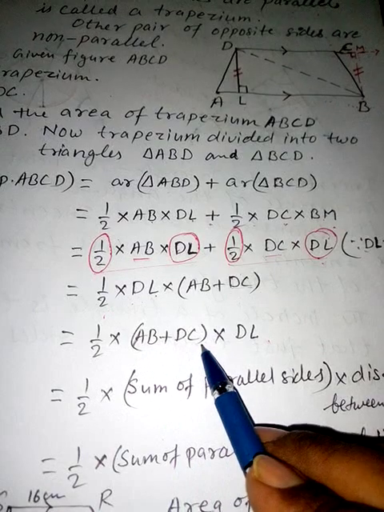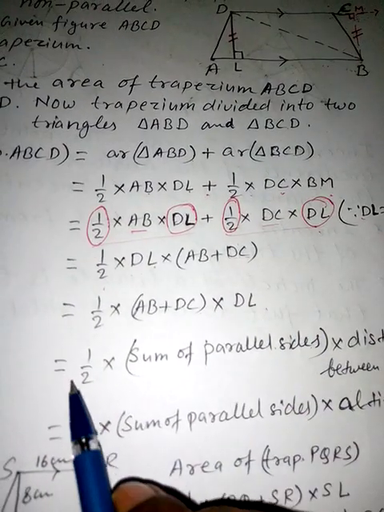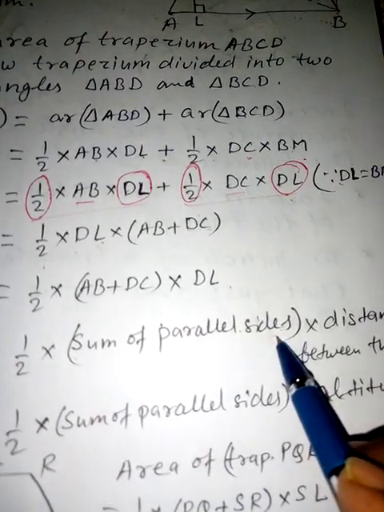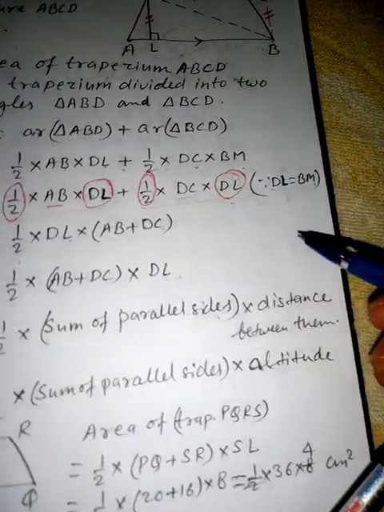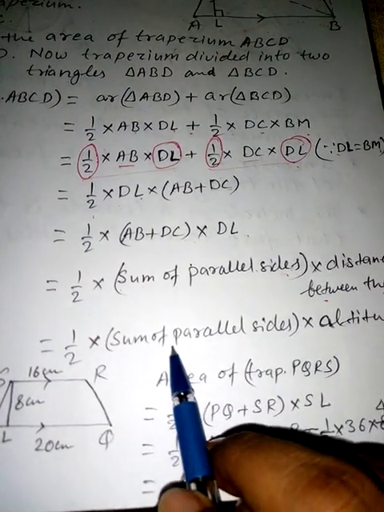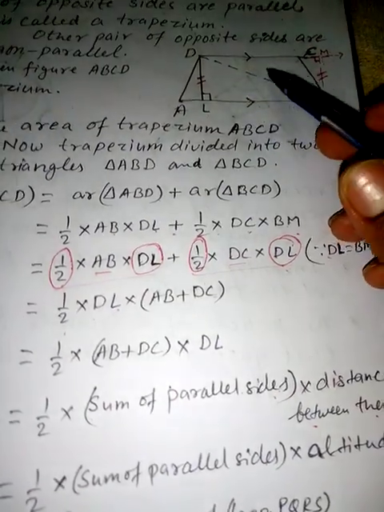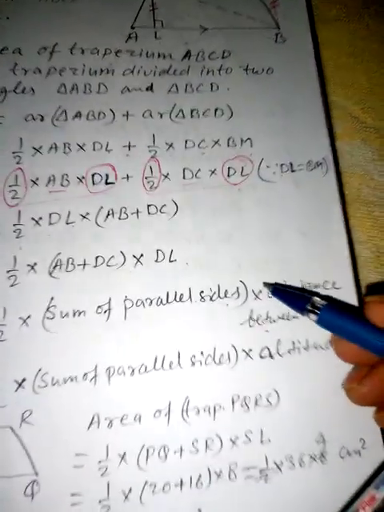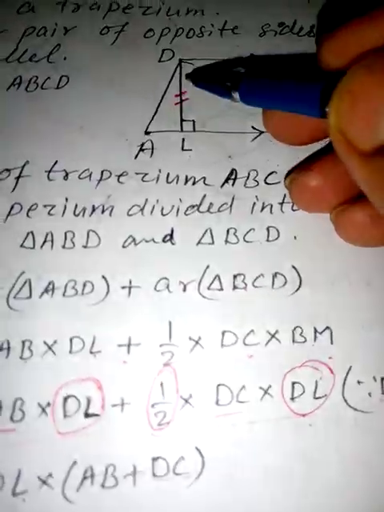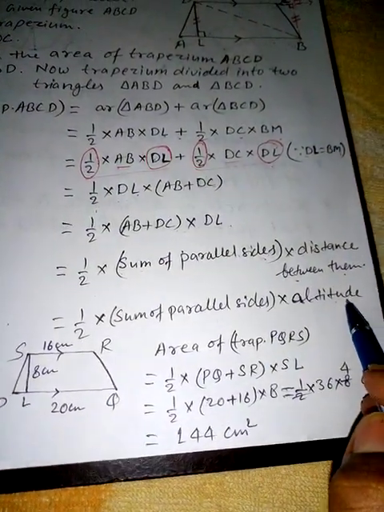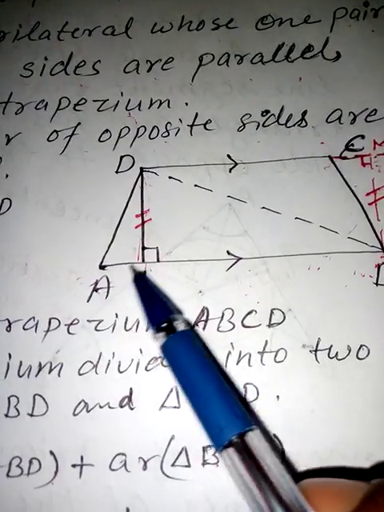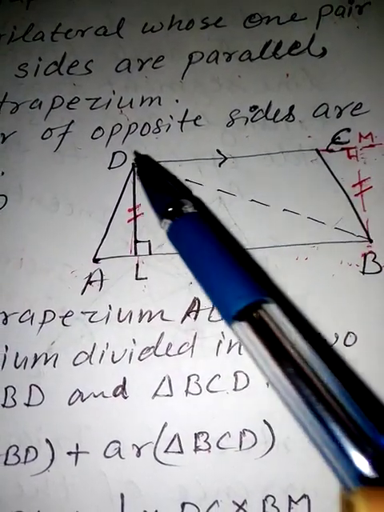And you can see AB and DC are the parallel sides. So you can write 1 by 2 into the sum of parallel sides into DL, which is the distance between these two parallel sides. Or you can write 1 by 2 into the sum of parallel sides, AB plus DC, into altitude. This is also the altitude or height of the trapezium. So you can write this formula also: 1 by 2 into the sum of these two parallel sides into the distance between them.